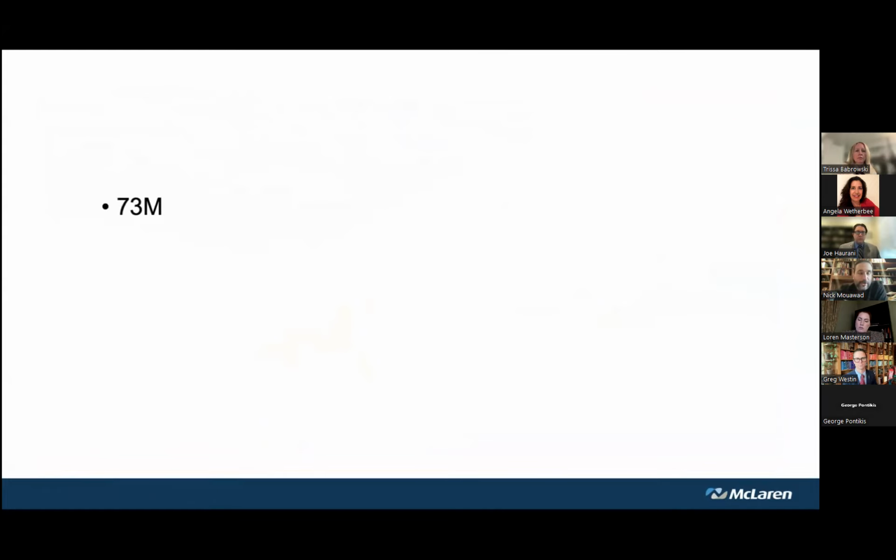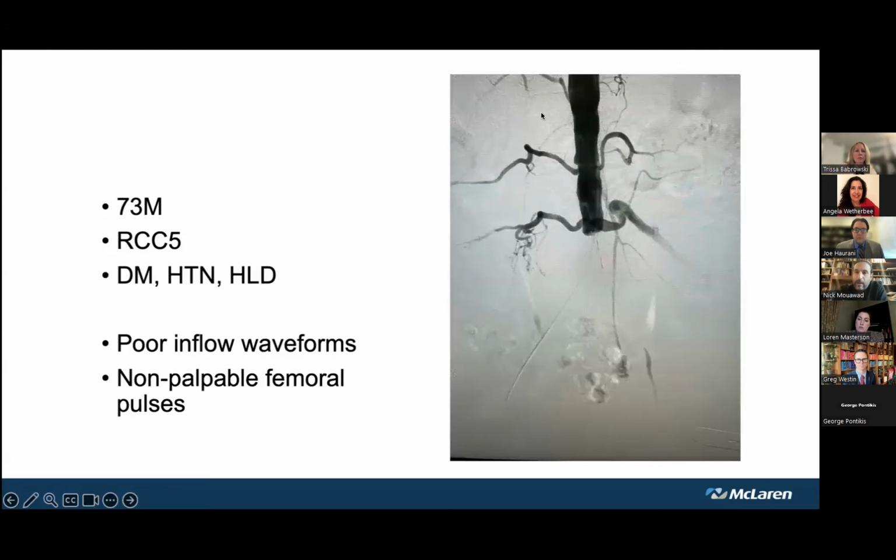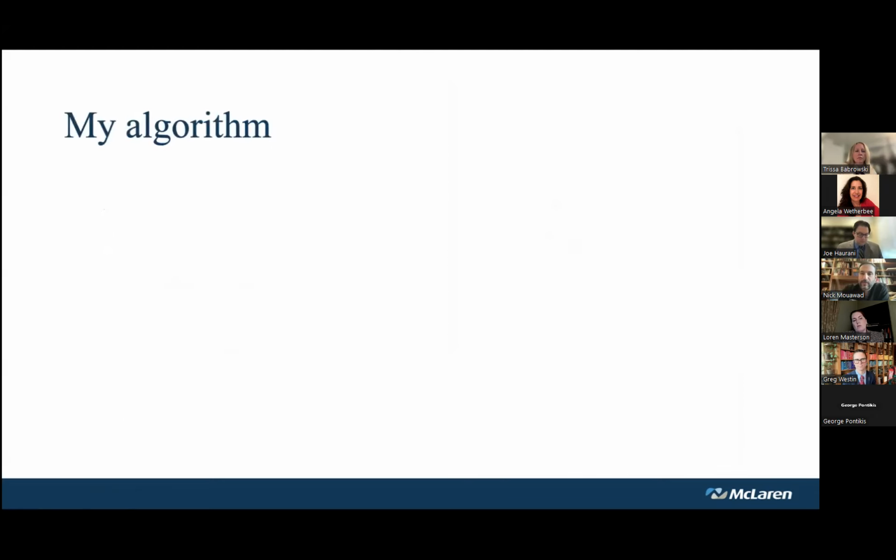So in the interest of time, I just want to share a case of mine. It's a recent case, a 73-year-old male, Rutherford class 5 disease, a usual gamut of vascular comorbidities, and poor inflow waveforms. Could not palpate femoral pulses. In general, in these types of situations, I move to a CT angiogram. However, I'm going to show you the aortogram in this particular patient: distal infrarenal aortic flush occlusion without really any reconstitution of the femoral vessels.